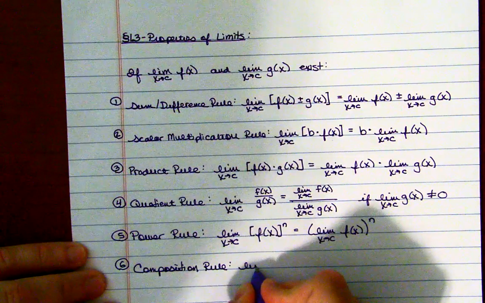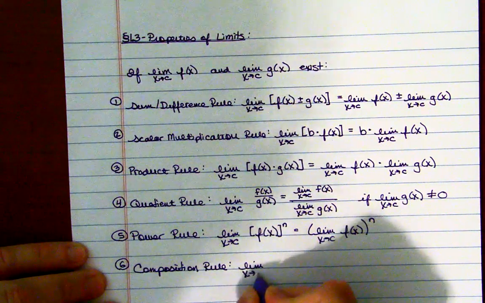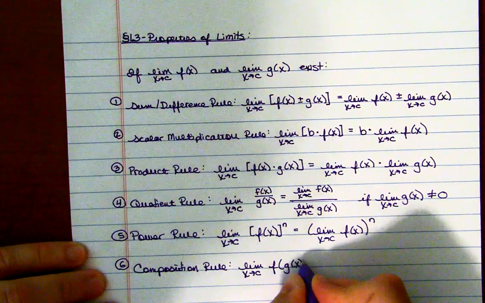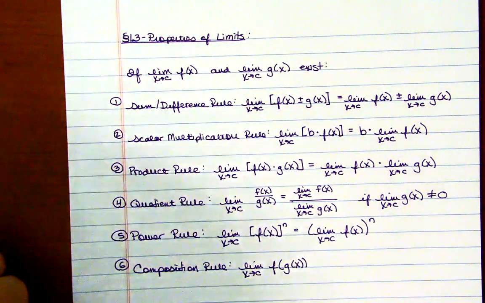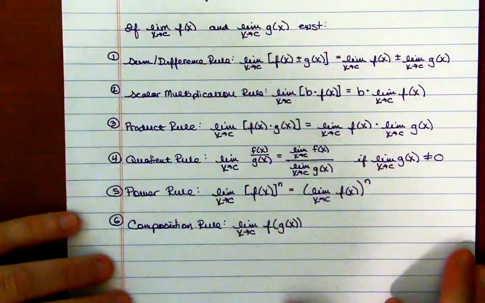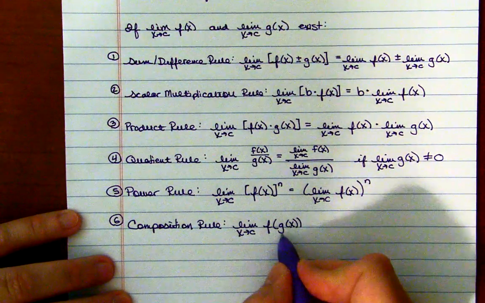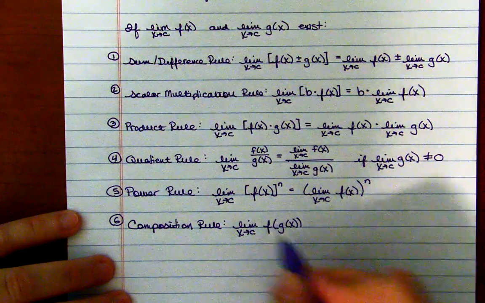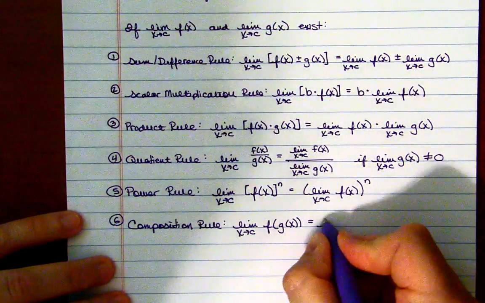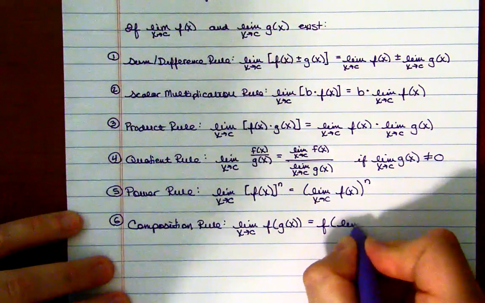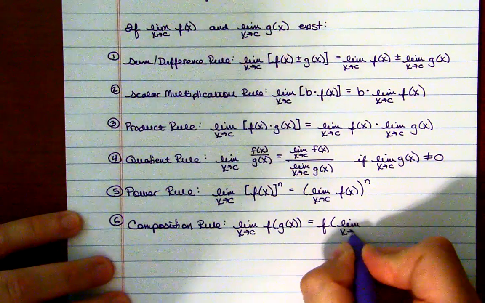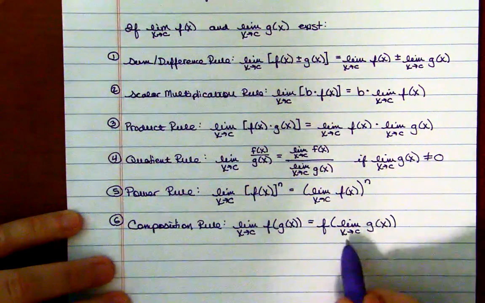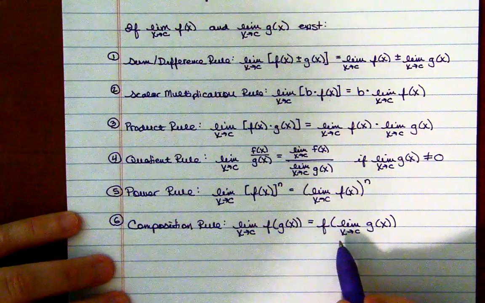Which says if I want to do the limit as x approaches c of f of g of x, hopefully you remember that the term composition in math means one function inside another. If I want to find this limit, I'm going to start on the inside. I'm going to take the limit of the inside function, and then just plug that answer into my outside function. This is going to equal f of the limit as x approaches c of g of x. I'll find the limit of that inside function, plug that answer into my outside function.